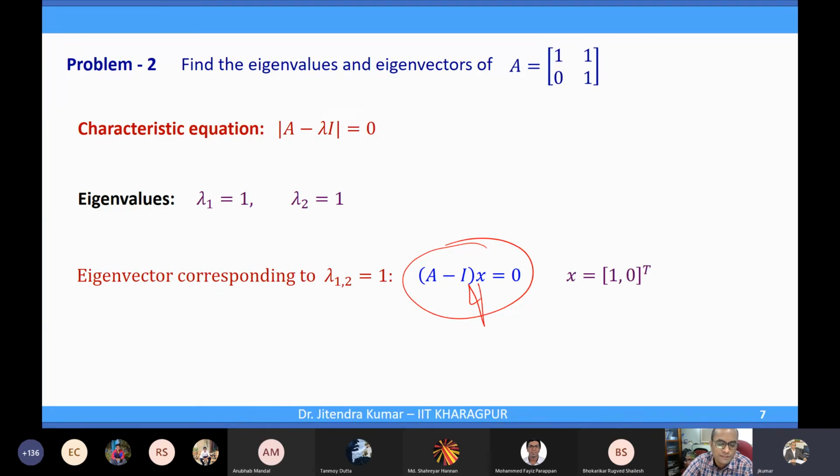In a system of linear equations, you either have a unique solution, or when the system is homogeneous, the trivial solution always exists. So there is no question of no solution. For a system of homogeneous linear equations, you have only two possibilities: one is the trivial solution, another is infinitely many solutions. So corresponding to any eigenvalue, you will of course get infinitely many eigenvectors.